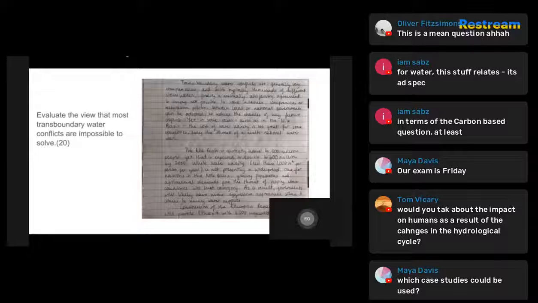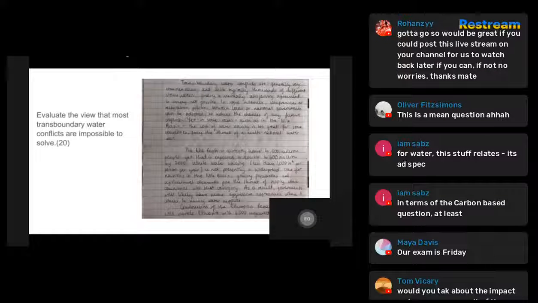So you've got to just make sure that you know your case studies, but the key thing is that you're critically analyzing that information that you do know, so that the examiner can understand that you really truly understand the information, not just copying and pasting case study information in.